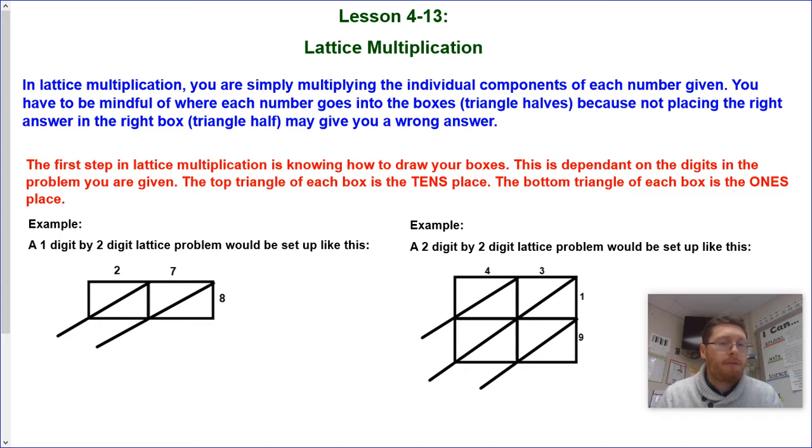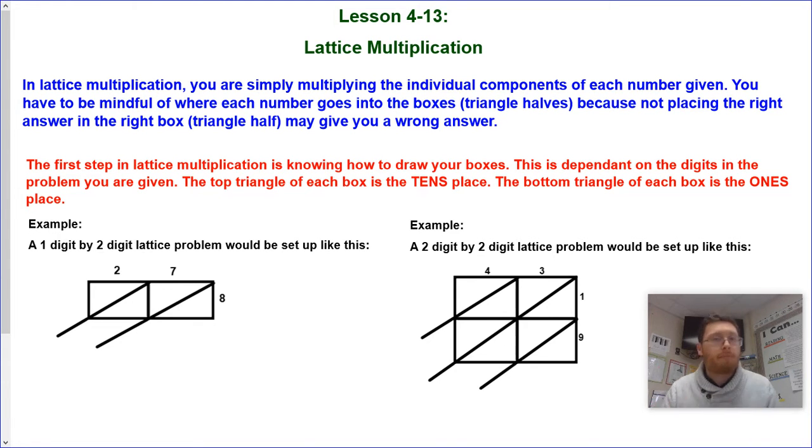You have to be mindful of where each number goes into the boxes or the triangle halves, because not placing the right answer in the right box or the triangle half may give you a wrong answer. So you got to be very mindful. I'm going to teach you the steps of going through lattice multiplication in order to know where that number needs to go. So the first step in lattice multiplication is knowing how to draw your boxes.